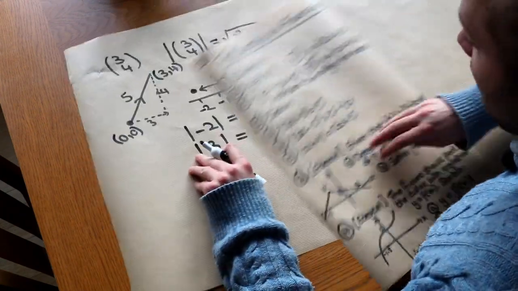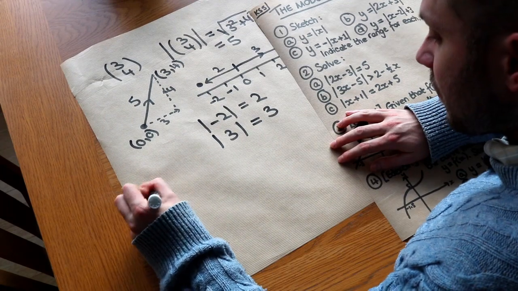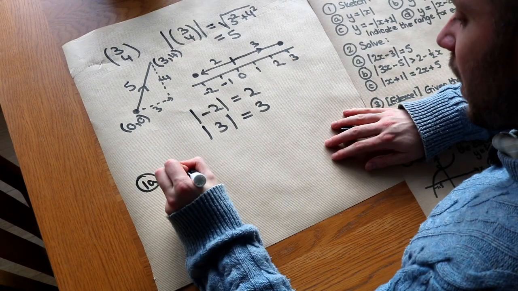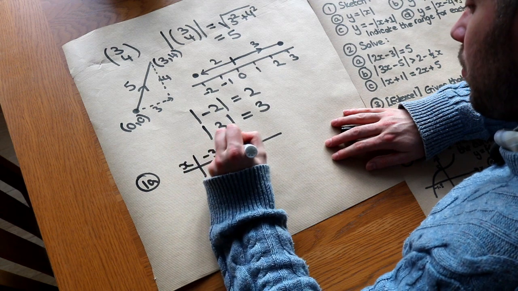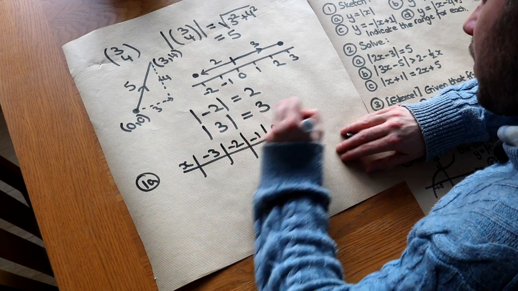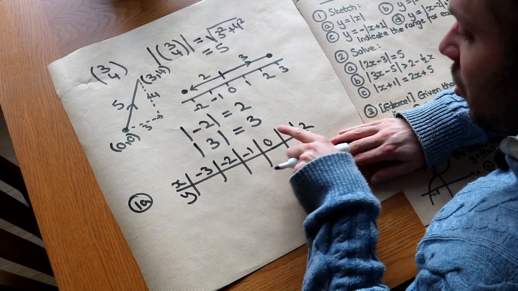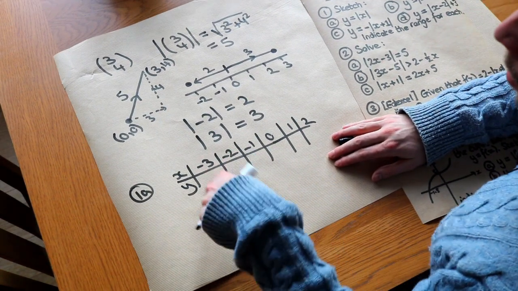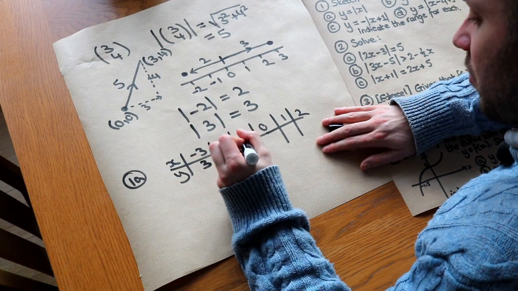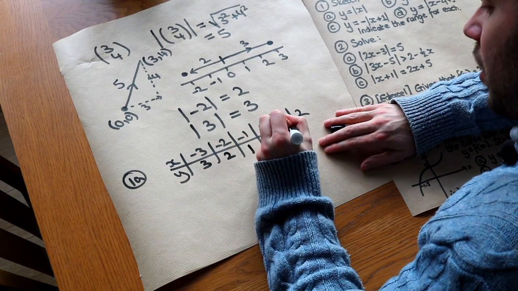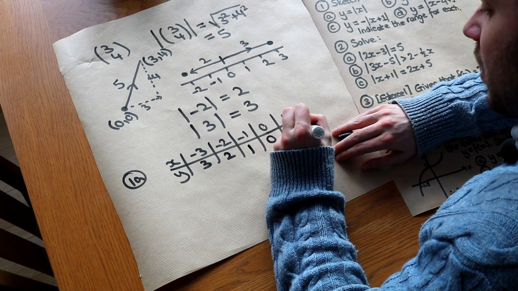Now if we try to sketch this in 1a, let's try and make a table of values. We've got x is minus 3, minus 2, minus 1, 0, 1, 2, 3. And then the y value, well, the modulus of minus 3 makes it positive, so it'll be 3. The modulus of minus 2 is 2. The modulus of minus 1 is 1. The modulus of 0 is 0. The modulus of 1 is 1, and 2, etc.